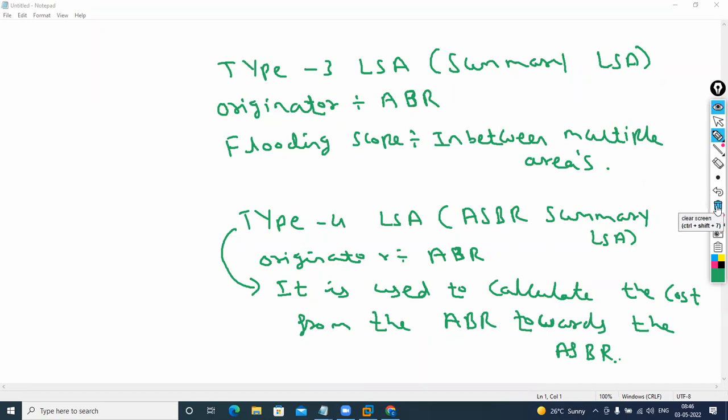What is the flooding scope of type 4? Again, in between multiple areas. Do not flood after the ASBR. Sir, one more question. Type 1, the scope is within the area, right? Yes, and every router will generate that. Then the ABR will convert it to type 3.